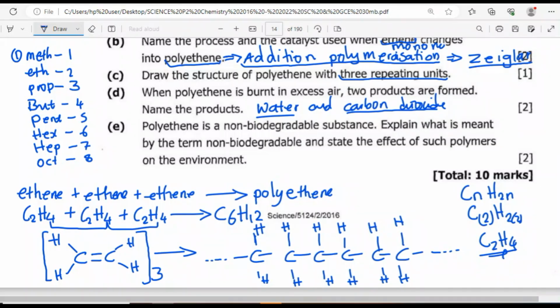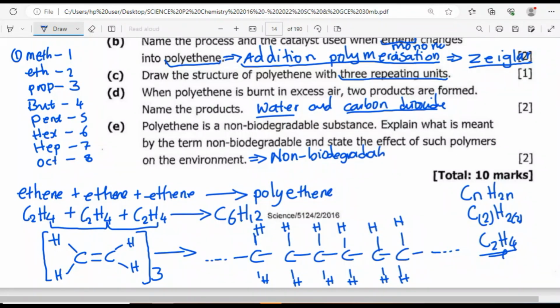Then E, polyethylene is a non-biodegradable substance. Explain what is meant by the term non-biodegradable and state the effect of such polymers on the environment. So non-biodegradable.